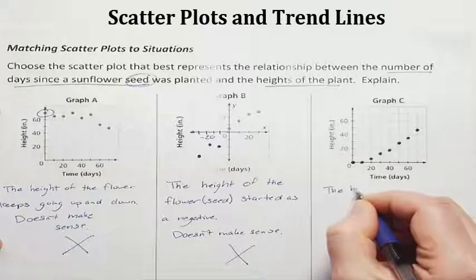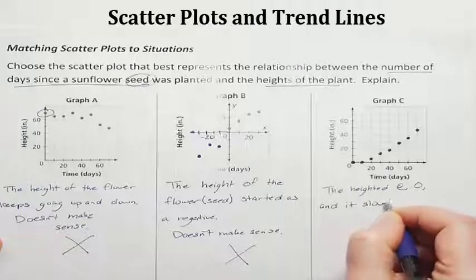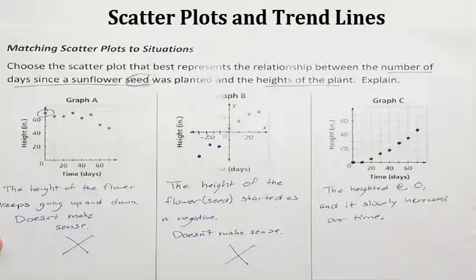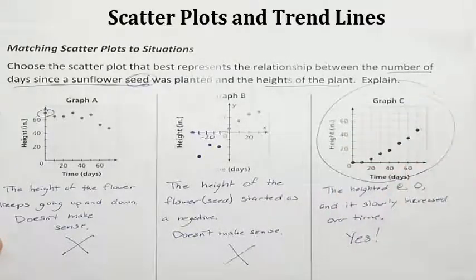So the height started at 0, which is what it should be, and it slowly increased over time. That makes a lot of sense. So yes, I believe that this is the proper scatter plot to explain the height of a seed over time as the plant grows.